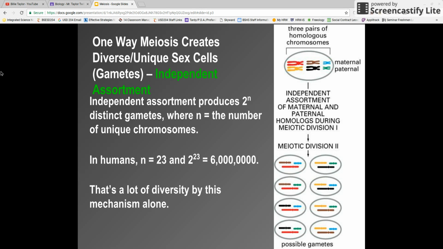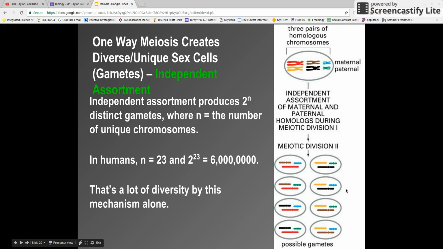Independent assortment produces 2 to the n power distinct gametes, where n is the number of unique chromosomes. So in humans, n is 23, because if you remember, a haploid cell has 23 chromosomes, a diploid cell has 46, but right now we're looking at haploids. So if there are 23 chromosomes, and to figure this out, we do 2 to the 23rd power, well, that comes out to be 6 million. So there are 6 million unique chromosome arrangements. That is a lot of diversity just from this alone, but that's not where it stops.